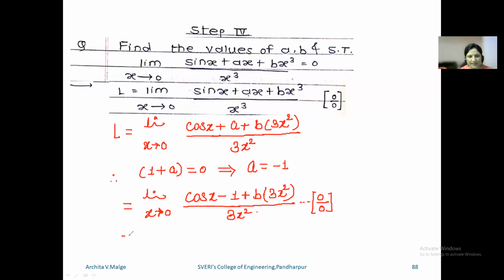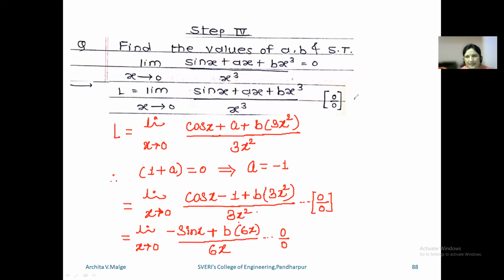Again, we are applying L'Hospital's rule. So limit as x tends to 0, derivative of cos x minus sin x minus 0, plus derivative of 3x square. It is b into 6x divided by derivative of 3x square, it is 6x. Again, we are keeping x equal to 0. So it will be 0 by 0 form.